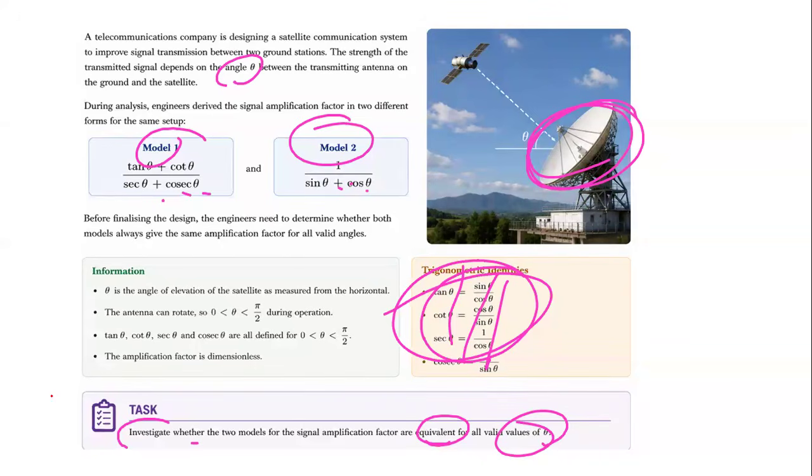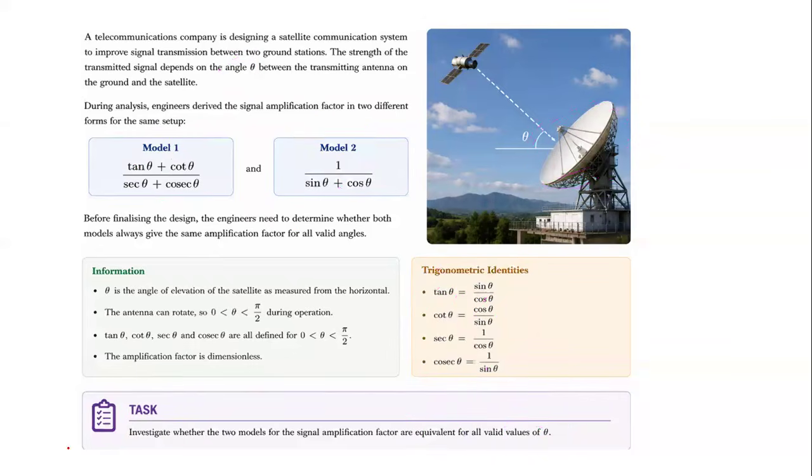Now, what are we going to investigate? We want to show whether the first model is the same as the second model. That is what the question wants us to investigate. So, which side do you want us to come from? That one also matters. Where do you want us to come from?